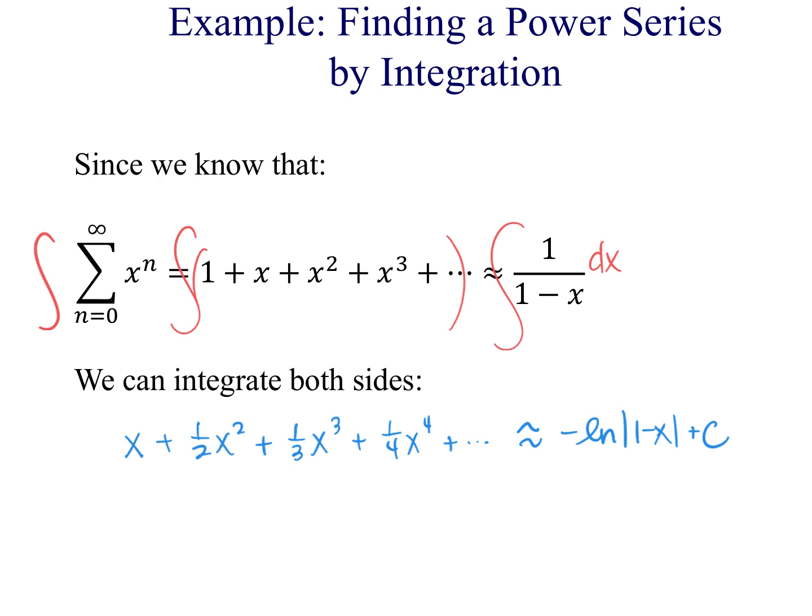So let me get back to the advantage. It is not possible for you to graph x plus half x squared plus 1/3 x cubed plus 1/4 x to the 4th. Why is it not possible for you to graph that? There's no end to it. It just keeps going and going. But you can graph the negative natural log of 1 minus x. And they are essentially equal in every single way.